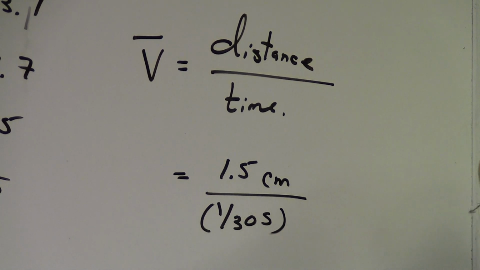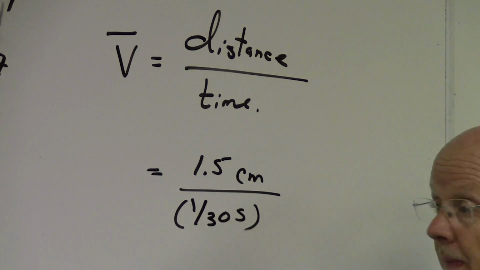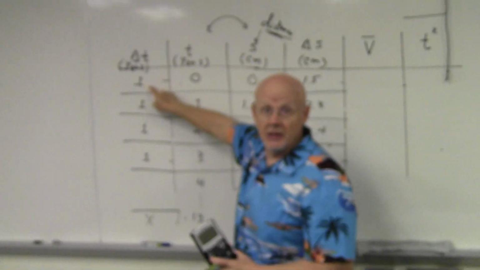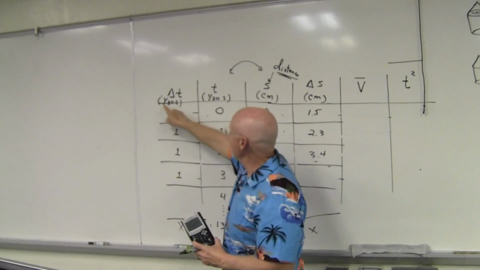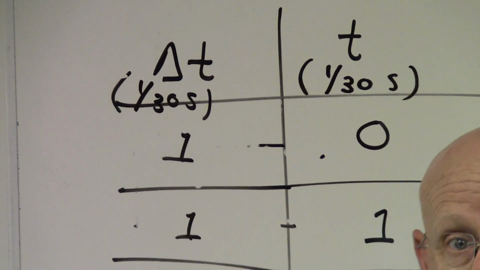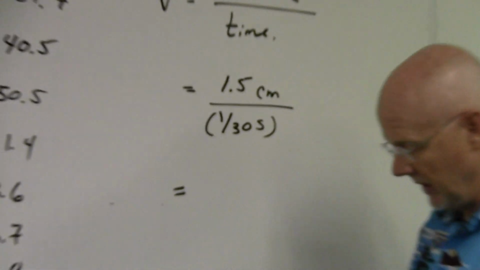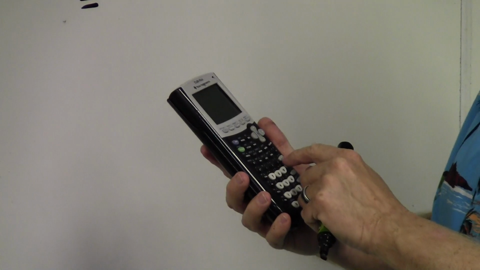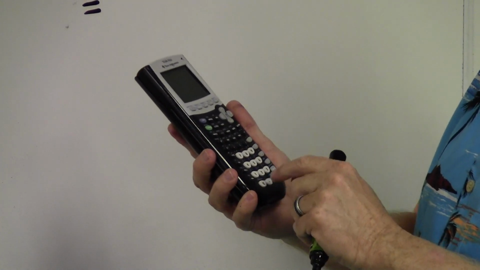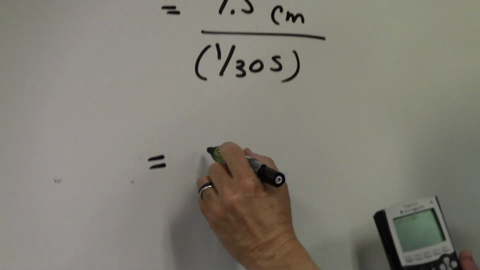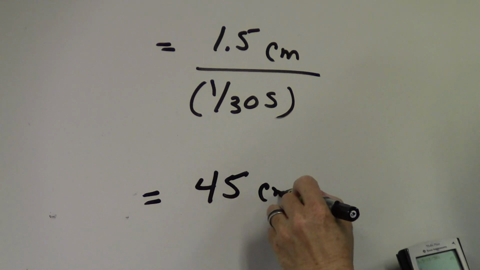And let me give you another little caution. Because on my table, I've got the number 1. Okay, so here's the number 1. But remember, that means 1/30th of a second. So I don't want to put 1 for the time. I want to put 1/30. All right, so come back over here for this calculation. Here's what I would do. I would take my calculator, go 1.5 divided by, and I'll just do a parentheses, 1 over 30 close parentheses, and I come up with 45 centimeters per second.